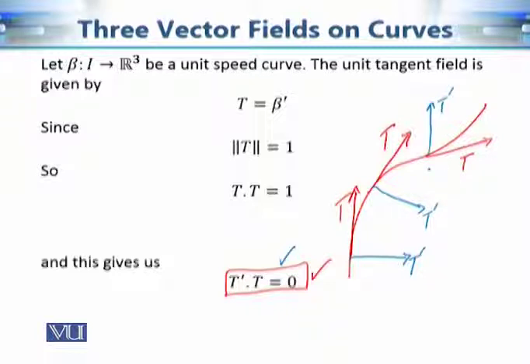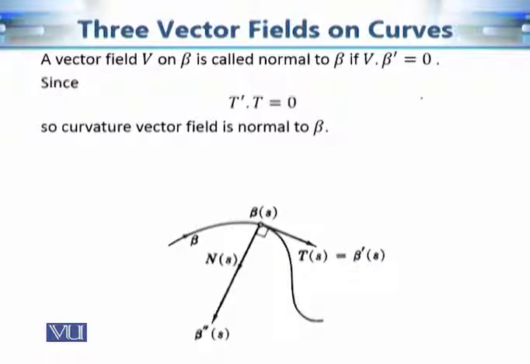In this way, we will be able to define two vector fields on any given curve, and at any particular point the two vectors from these two vector fields are going to be orthogonal, and they are going to be unit. Now a vector field V is called normal if V dot β prime is 0. In other words, it is perpendicular to the tangent. So V dot T is 0, and this curvature vector field is normal to β.